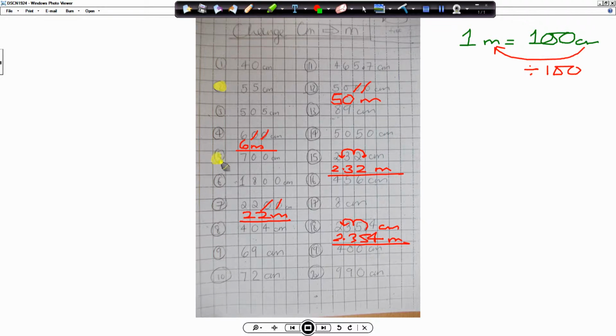Number 2, number 5, number 9, number 11, number 14. Do them now. So when we divide by 100, move the decimal point 2 places to the left, or we remove 2 zeros off a whole number at the end of the number.